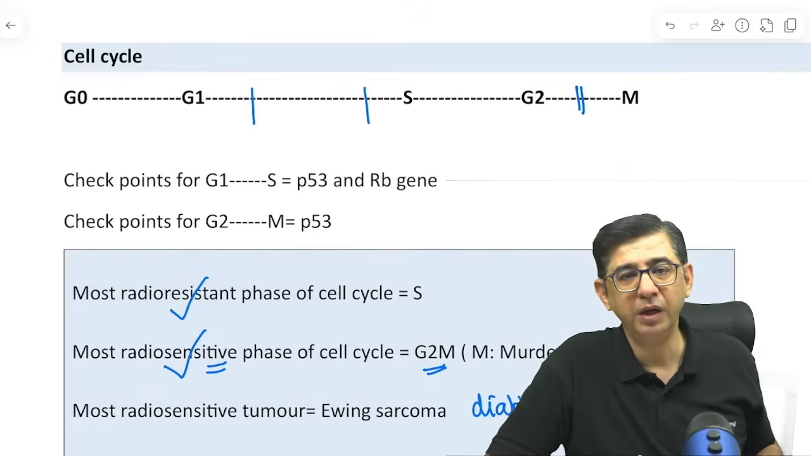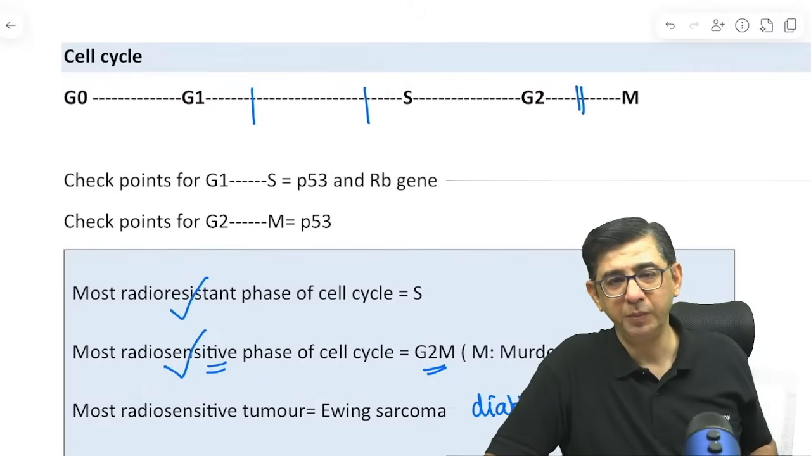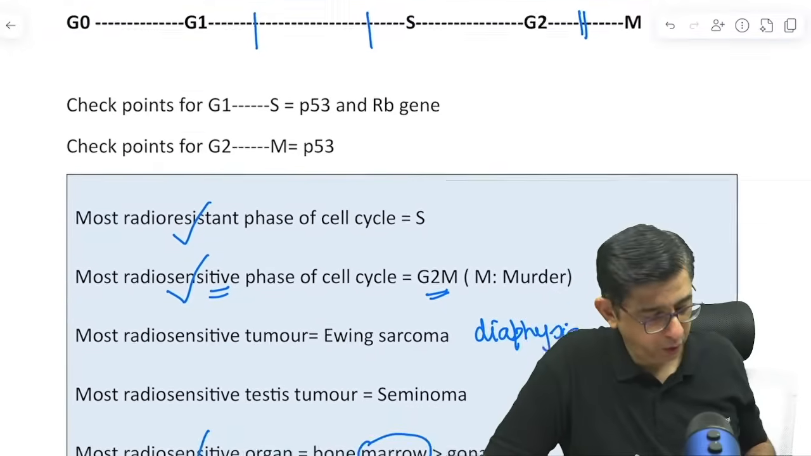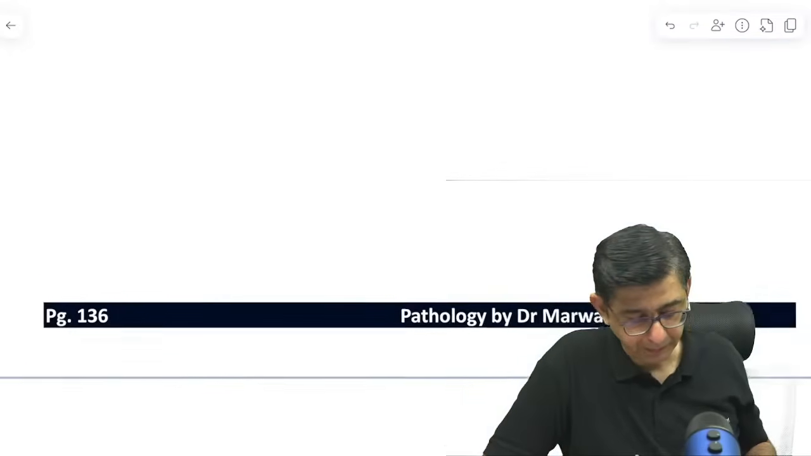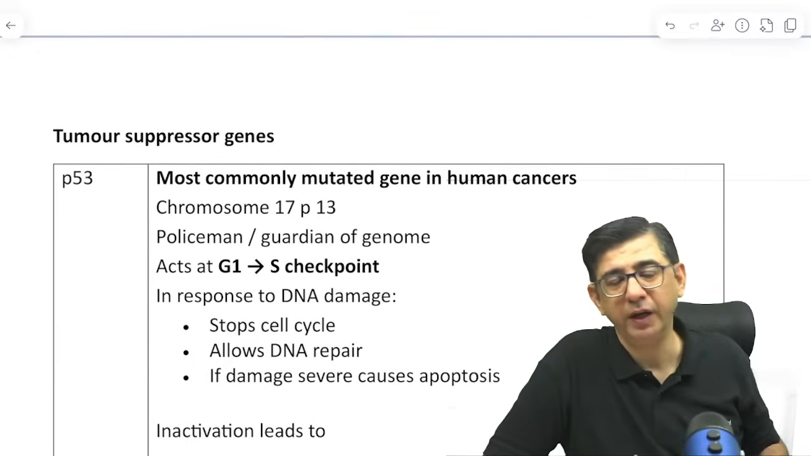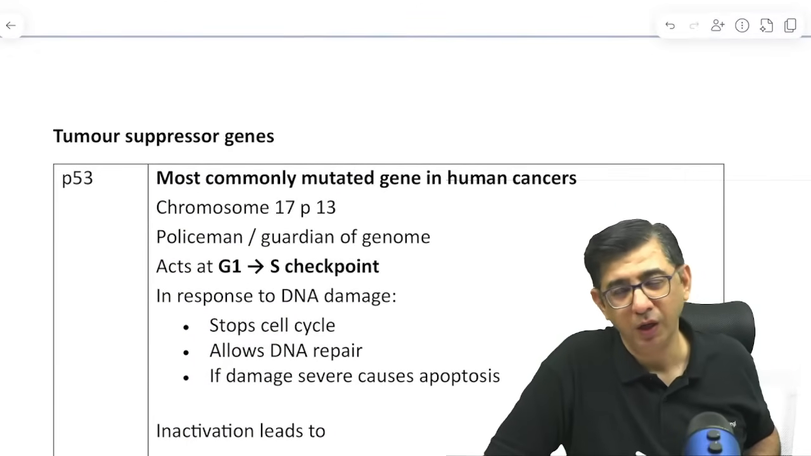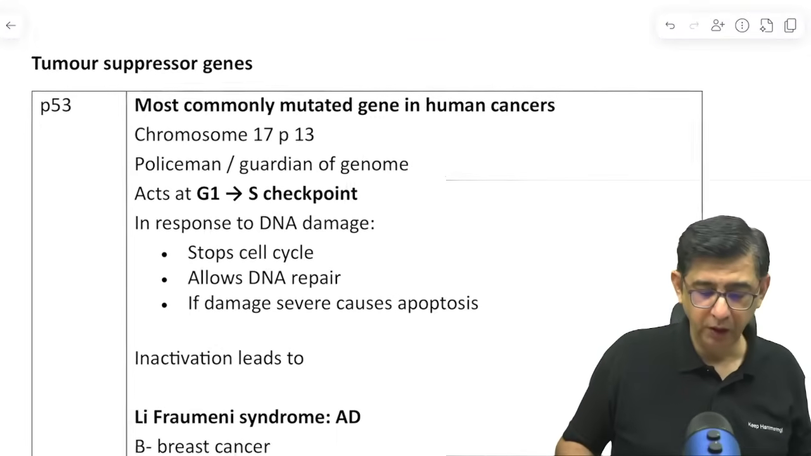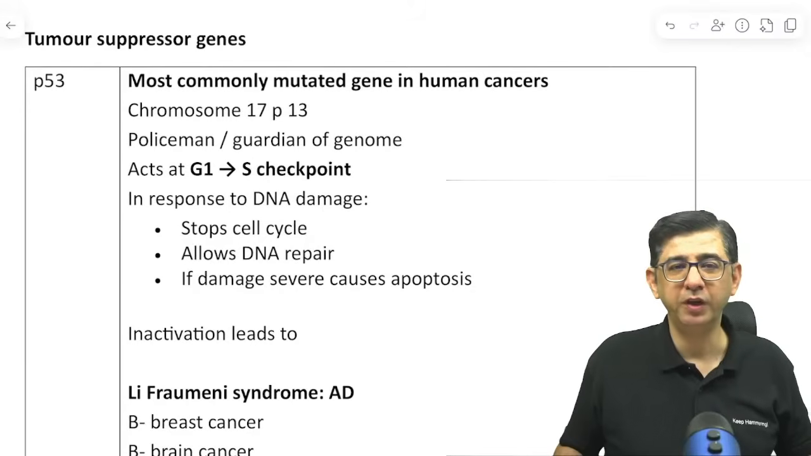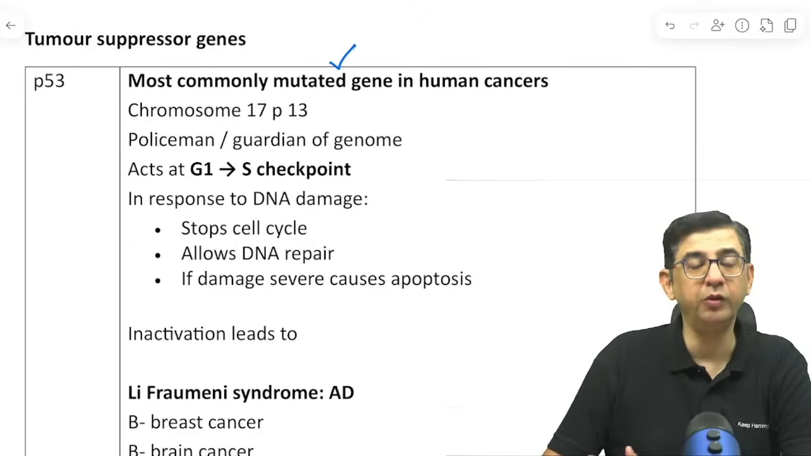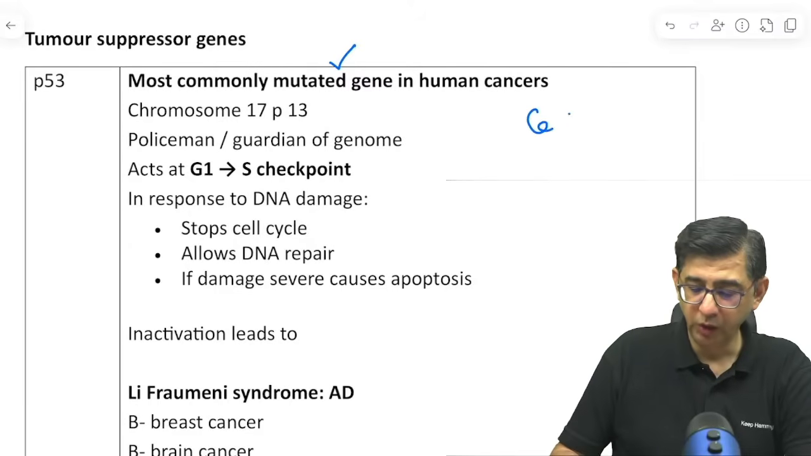So RB and P53. RB gene is related to which chromosome, guys? RB gene is related to which chromosome, by the way? Yes, P53 is from chromosome 17, and when it comes to RB gene, that would be chromosome number 13. Okay, next is tumor suppressor genes. P53 एक बार revise करना है. The commonest mutated gene in human cancers is P53 mutation. Though I think I have asked this already, but फिर से पूछ लेता हूँ.